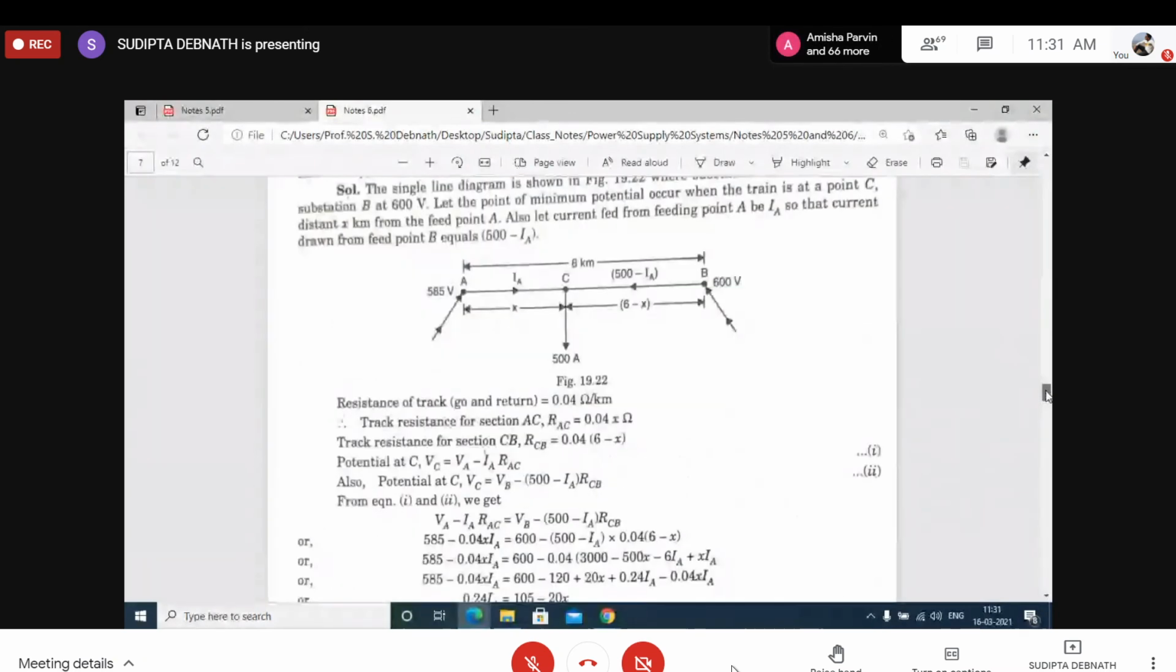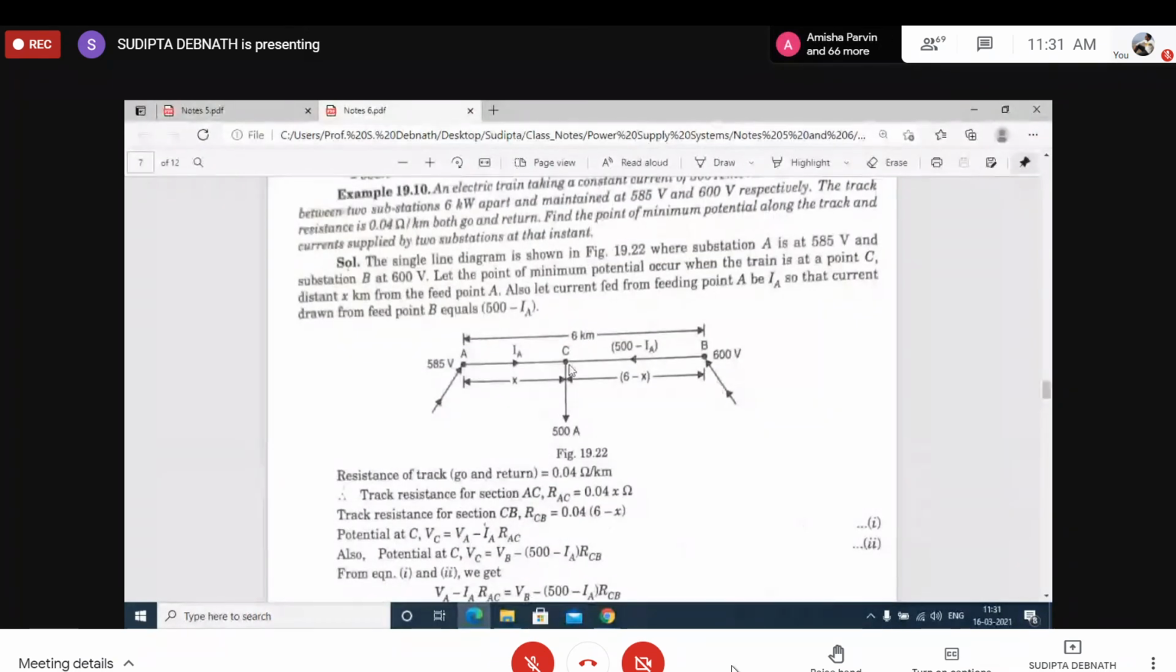Again I am repeating. Actually, the load is varying, so the point of minimum potential you have to find out. How to find out? You don't know the current. Total current you know: IA plus IB is 500. But what is current IA? What is IB? You don't know.